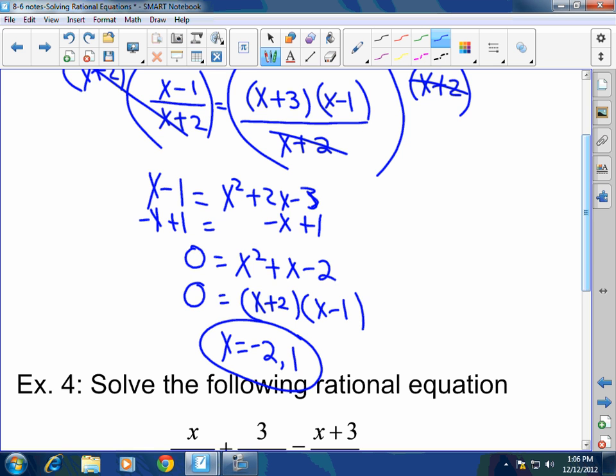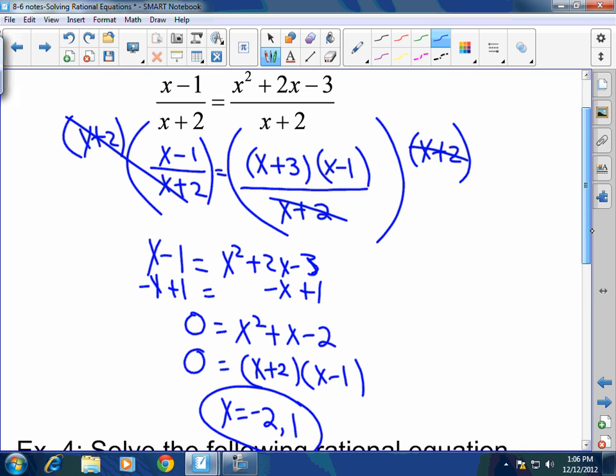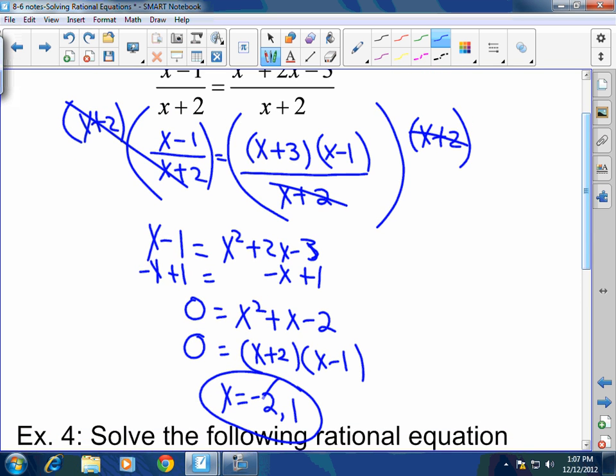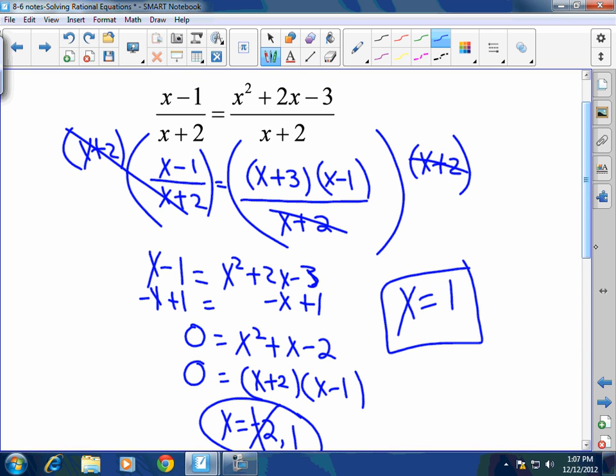But unfortunately, we got to check that. It can't be negative 2, but it can be negative 1. So x equals 1 and negative 2 is extraneous. Yes. I promise. Yes, sir.